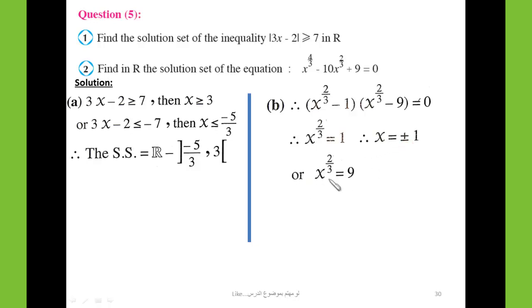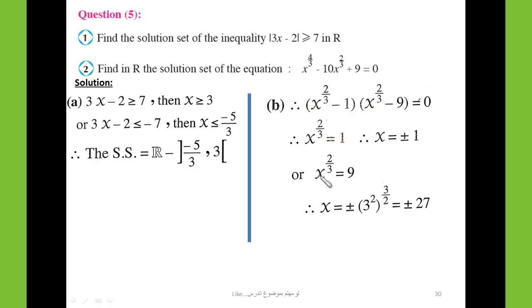Or x power 2 over 3 equals 9, and we deduce that x equals positive or negative 3 power 3 over 2, which equals positive or negative 27. Again, how do we solve this equation? We write 9 as 3 squared. To get rid of 2 over 3, we raise both sides to the multiplicative inverse of 2 over 3, which is 3 over 2.